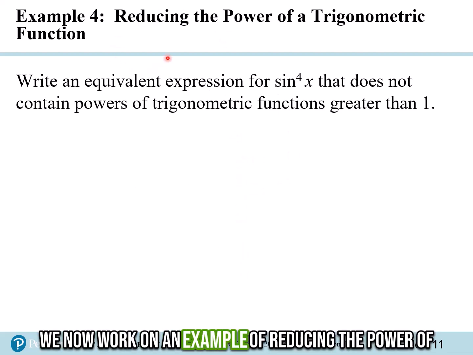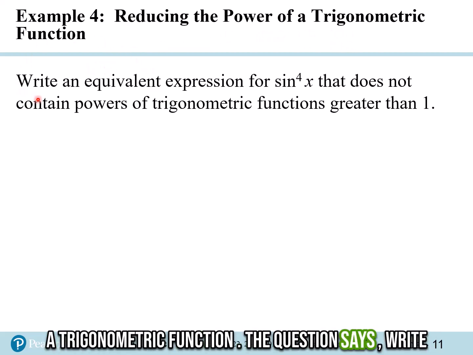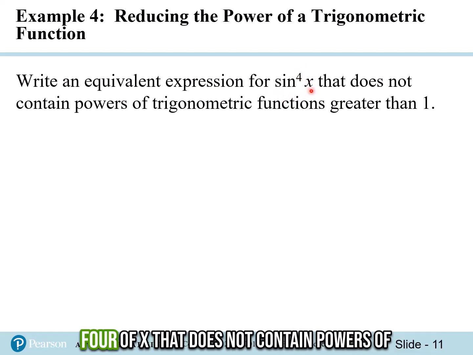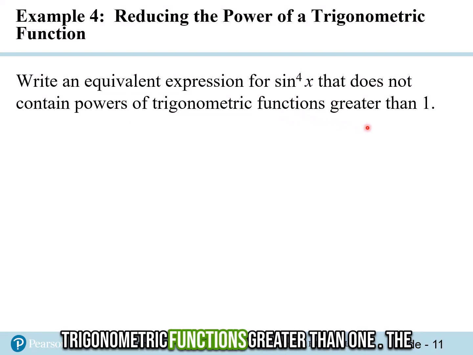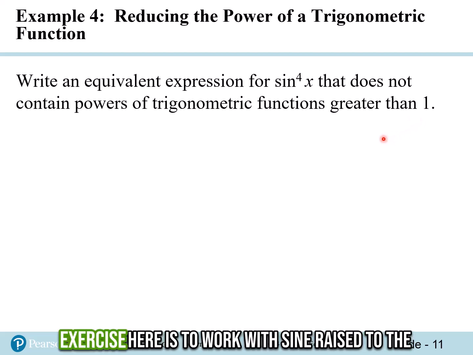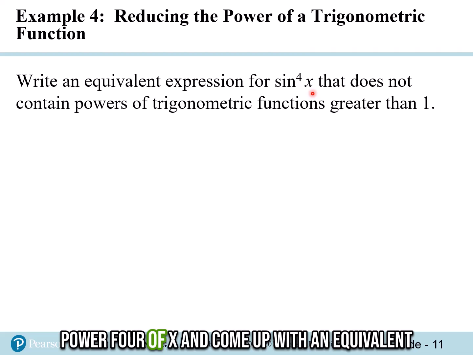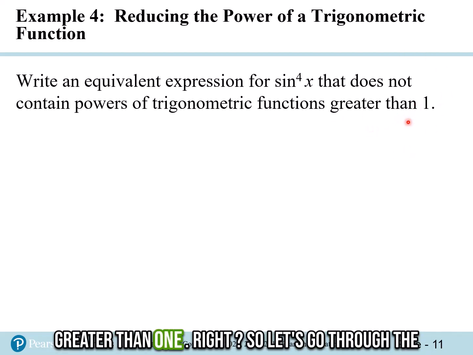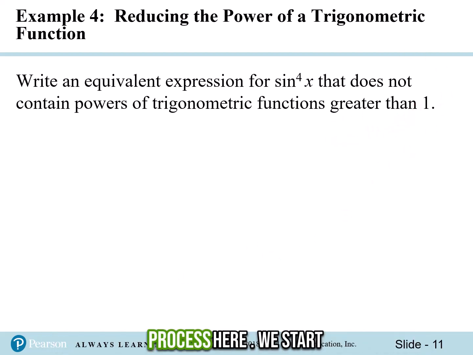We'll now work on an example of reducing the power of a trigonometric function. The question says write an equivalent expression for sine raised to the power 4 of x that does not contain powers of trigonometric functions greater than 1. The exercise here is to work with sine raised to the power 4 of x and come up with an equivalent expression which will not have any powers that are greater than 1. Right? So let's go through the process here.